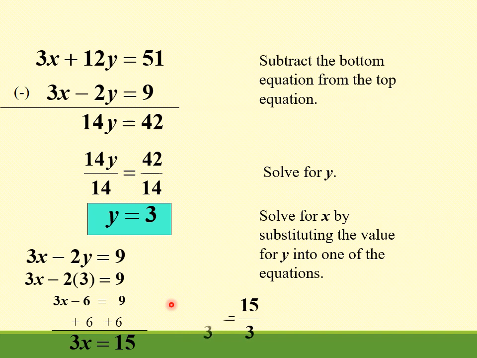So now let's find the value of x. To find the value of x here, we have to divide both sides by 3. And then definitely you will get 5. So x now is equal to 5.